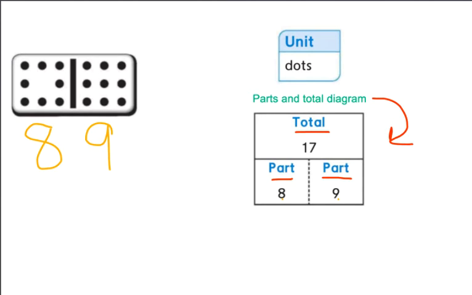The diagram is a really convenient, easy way to represent or show the domino. These part boxes show the number of dots on each side of the domino. And the total box shows the total number of dots on the domino. These 2 parts make up a whole, and they make up a total. It's like saying 8 plus 9 equals 17. 17 is the total. You have 8 plus 9 equals 17. One part plus another part equals the total. We can organize the information in a parts and total diagram.